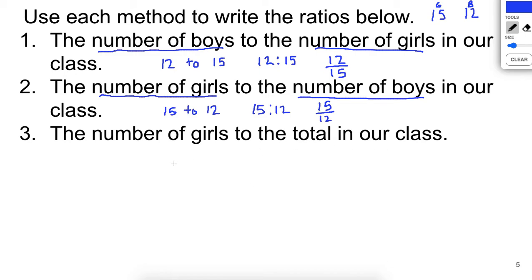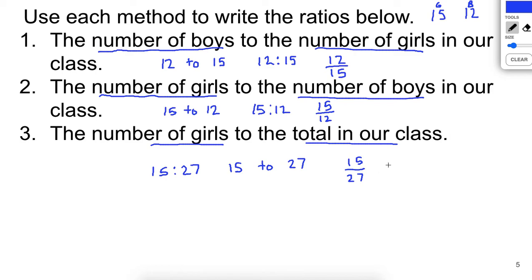Okay, now the last one asks for the number of girls to the total in our class. So they want the girls to the total in our class. Now we didn't have the total, but we can figure out the total because the class is made up of girls and boys. So if we add those two together, our total would be 27. So we want girls, so the number of girls is 15, and the total in the class is 27. So that would be our ratio of girls to total. And we could write it using the word to also, which would be 15 to 27, and then we could write it as a fraction, which would be 15 over 27.